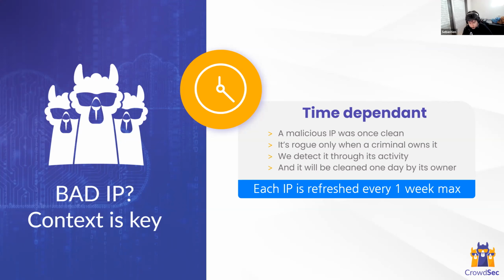And so this is why, naturally, if an IP stops attacking the community, it will be removed from the community blacklist, and each IP is refreshed every week at the maximum. So this means that if your IP gets into the community blacklist, it will stay at maximum for 1 week after you've stopped attacking any member of the community.